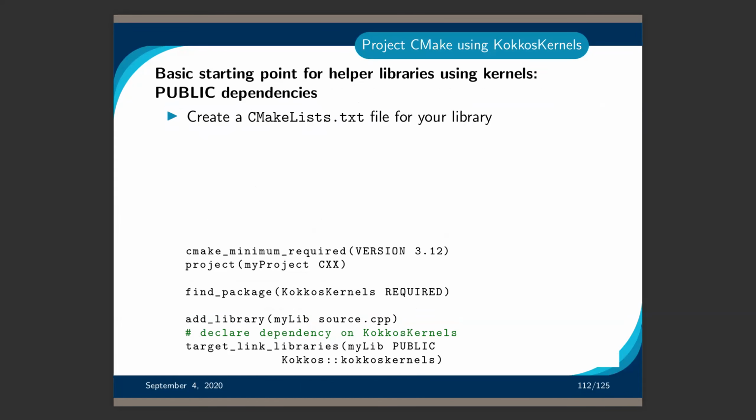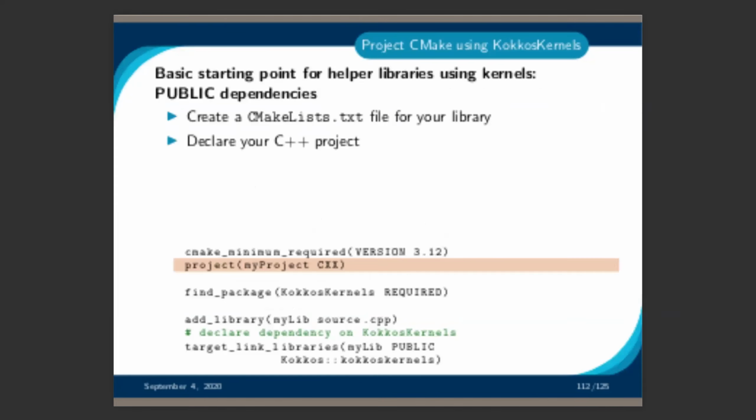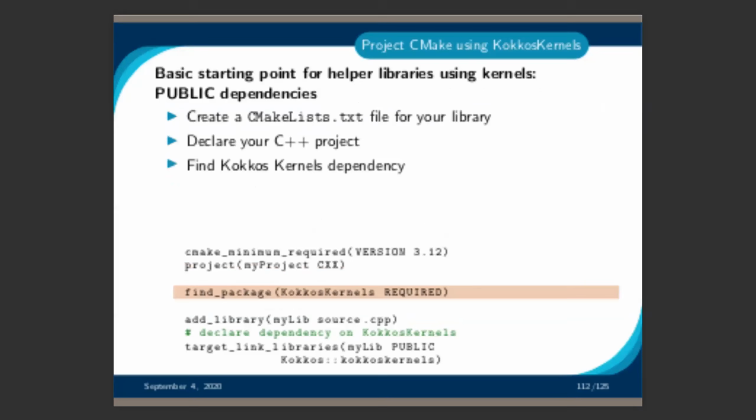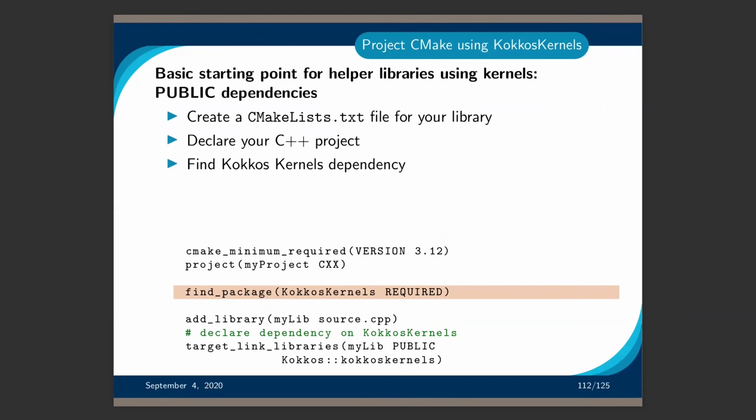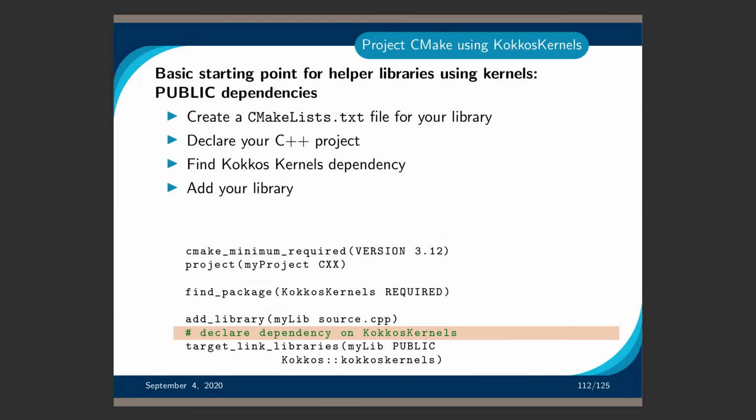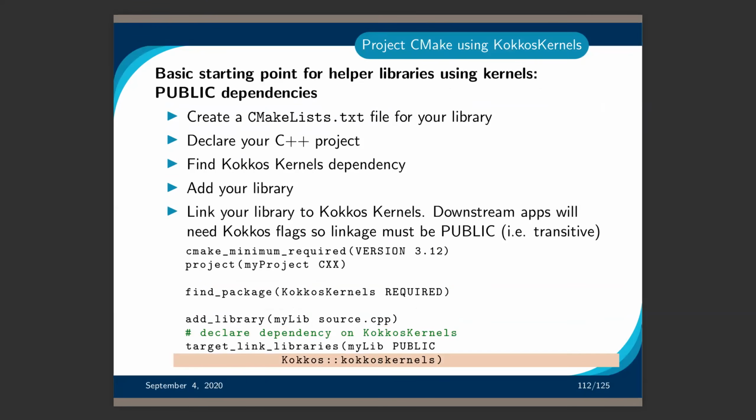In this last scenario, for libraries using an install of Kokkos kernels, create your CMakeLists.txt file declaring your C++ project. Find Kokkos kernels, and again, fail at configuration if it's not found. Add your library, then link to Kokkos kernels. In this case, to make sure that the Kokkos flags propagate properly to downstream apps, make sure to use the public keyword for transitive dependency.